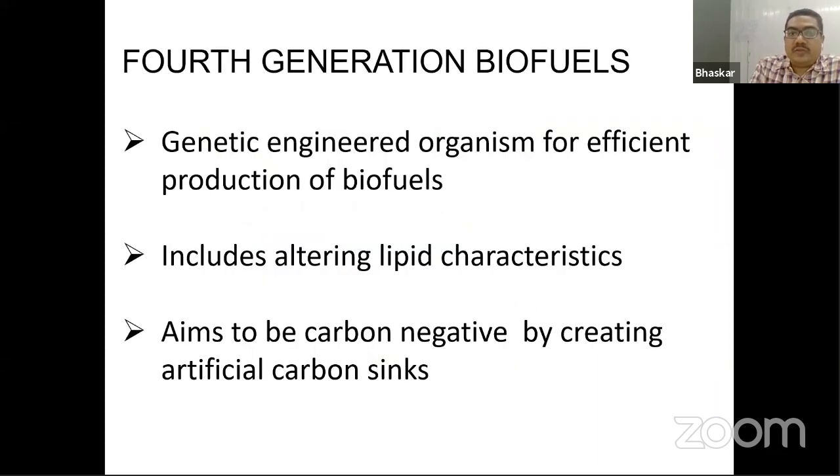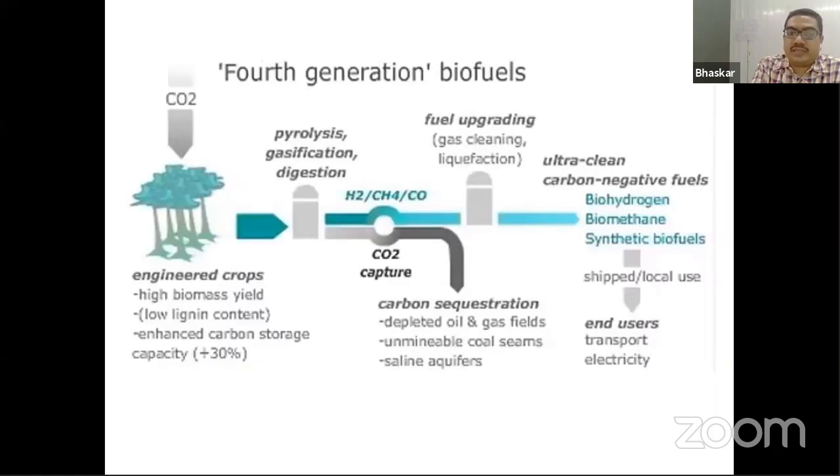Coming to the fourth generation biofuels. So fourth generation biofuels is basically the genetically engineered organisms. So if we can manipulate these microalgae, if we can inject certain genes in those organisms, which will try to accumulate more of oil, then it will be beneficial to us. So the aim is more to make the process more carbon negative by creating artificial carbon sinks. So these are the processes.